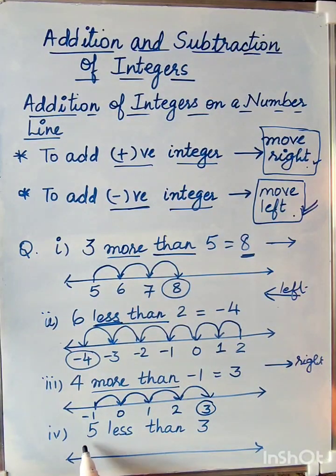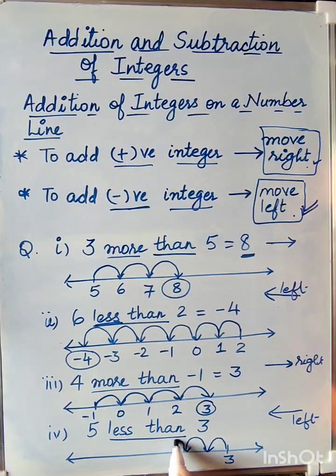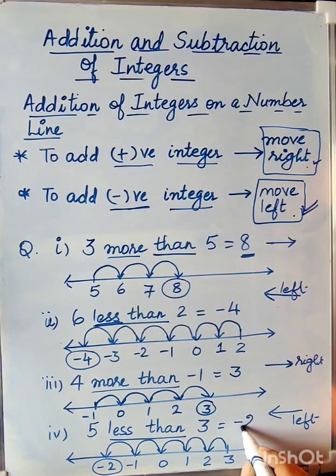Now fourth part, 5 less than 3. Less than is opposite to right. That means we will move to the left side to show the less than. Less than 3. From 3 we will move 5 steps in the backward direction. 1, 2, 3, 4 and 5. So this will be 3, 2, 1, 0, -1, -2. So we have reached the position -2. Therefore 5 less than 3 is -2. Hope the concept of number line is clear to you.